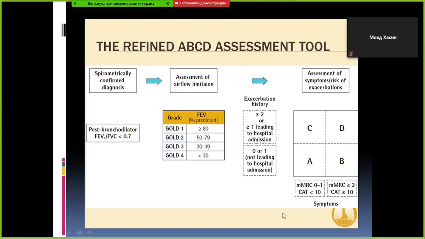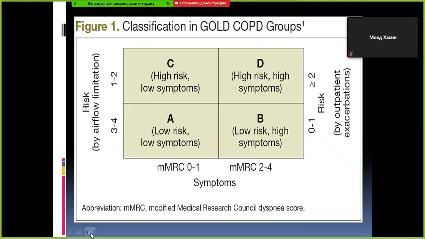So, and then we assess the group of our patient. If patient has very frequent exacerbations and very frequent and severe symptoms, CAT more than 10, we will put him to the group D. If patient has no exacerbations and has very rare symptoms, so his CAT is less than 10, he will be A group, and so on. So this is one more illustration of classification of COPD groups, but in this case another questionnaire is used, mMRC, Modified Medical Research Council Dyspnoea score. It is equal to CAT.